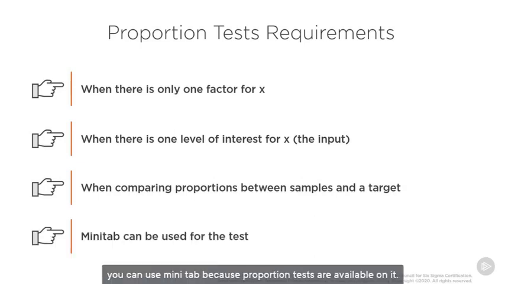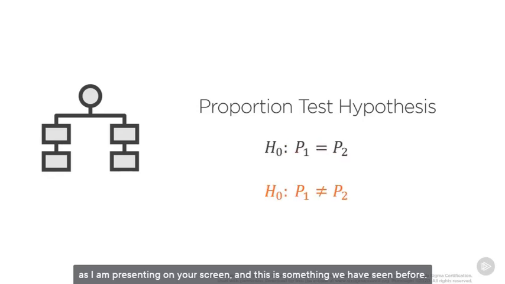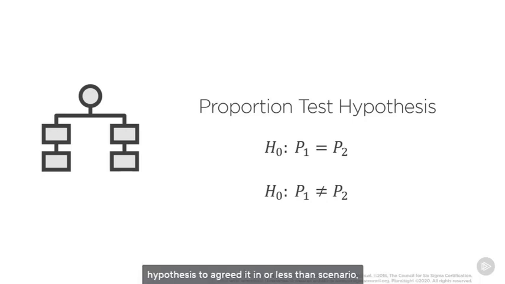If you want to try, you can use Minitab because proportion tests are available on it. Let's think about a hypothesis test that is set up as I am presenting on your screen. And this is something we have seen before. Note that in the setup I am presenting, the alternative hypothesis is set by default to not equal. Minitab allows you to adjust the alternative hypothesis to a greater than or less than scenario if desired, as I previously also explained to you.